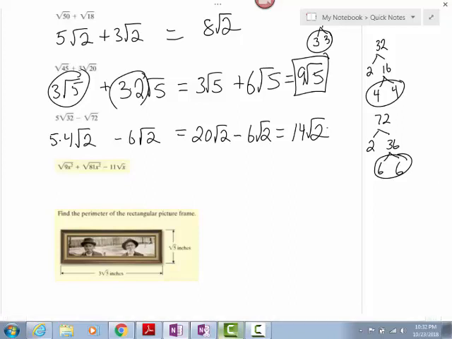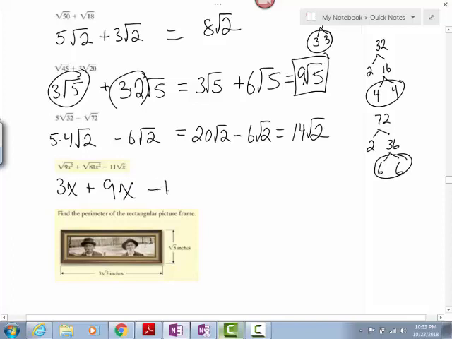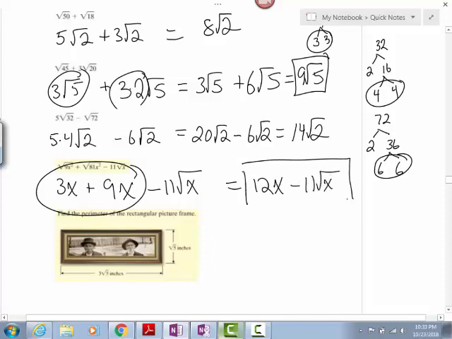Alrighty. The next one I have here says the square root of 9x squared. Well, the square root of 9 is 3. The square root of x squared is just x. The square root of 81 is 9. The square root of x squared is just x. Minus 11. I cannot simplify the square root of x because in order for it to come out, there has to be 2 of them. There's only one x on the inside. These are my like terms right here. So 3x plus 9x is just going to leave me with a 12x minus 11 square root of x. Okay.